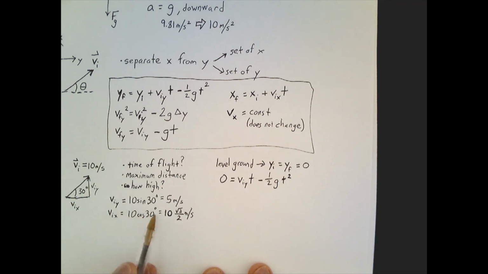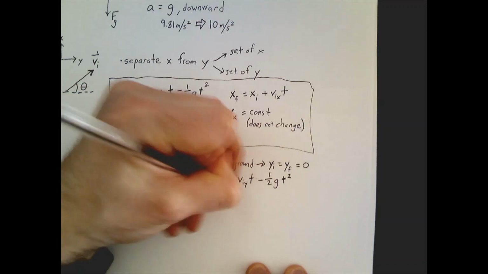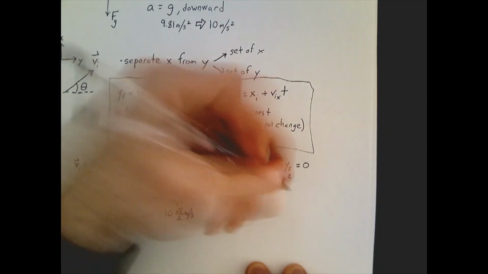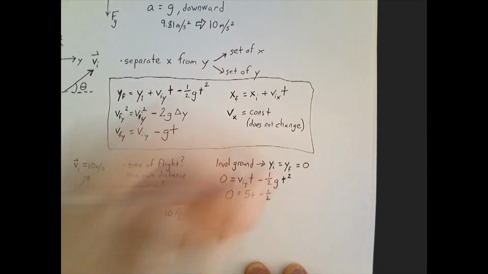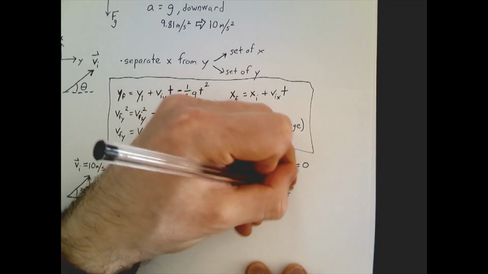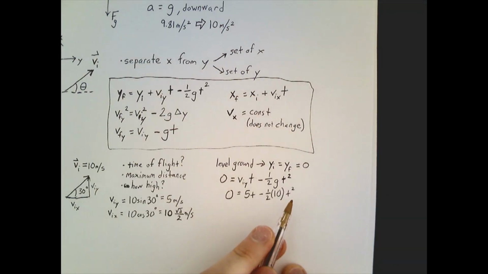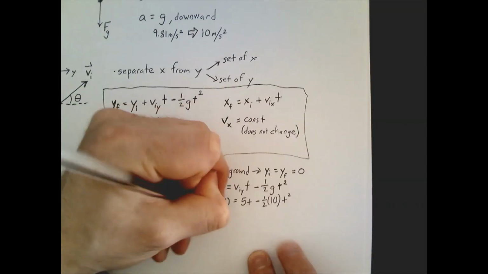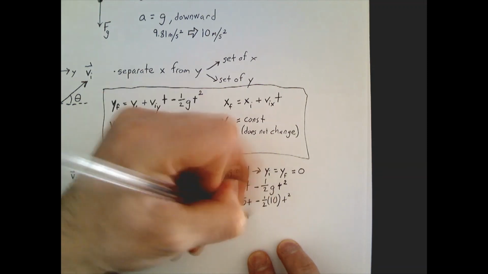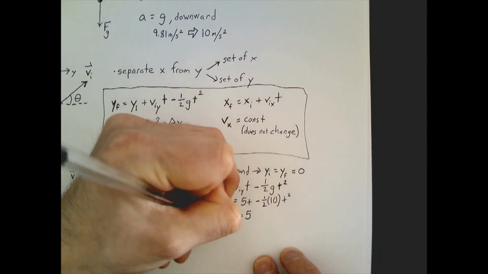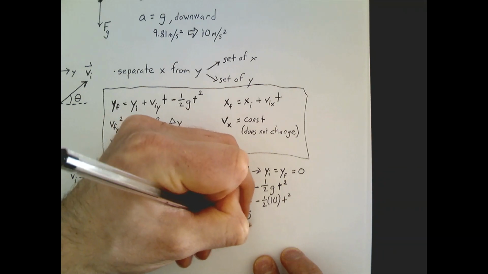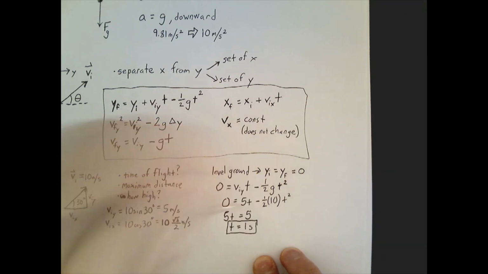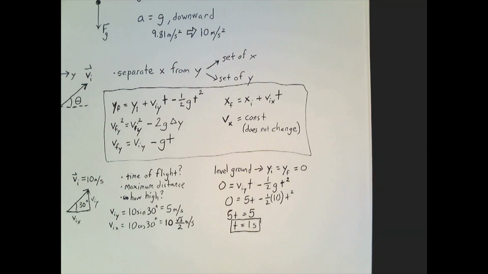All right, so now that we know that Viy is 5, we can plug that into our formula here. We get 5t minus 1/2, we'll substitute g in as 10, t squared. I have a t on each of my non-zero terms, so I can cancel out a factor of t on each one. So my equation simplifies to, I'm going to go ahead and move this negative term over to the other side. So we get 5t equals 5, and therefore the ball is going to hit the ground after 1 second. So our time of flight is 1 second.